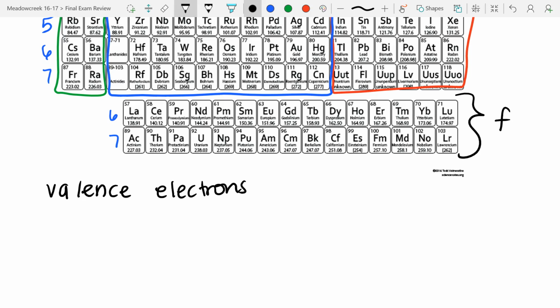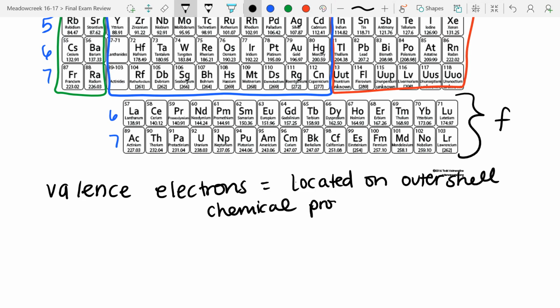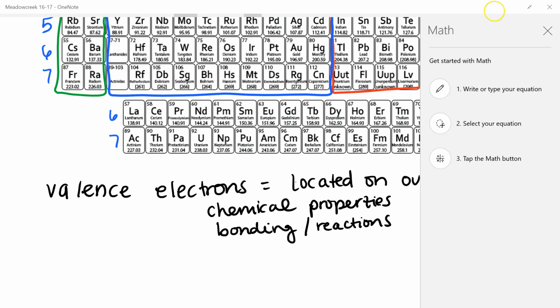Now valence electrons are the electrons located on the outer shell, and they are responsible for chemical properties and bonding. So how reactions happen, bonds forming, bonds breaking, things like that. Now, if you're looking at your periodic table, each column has a column number. If I can get my screen to scroll. Let's see.